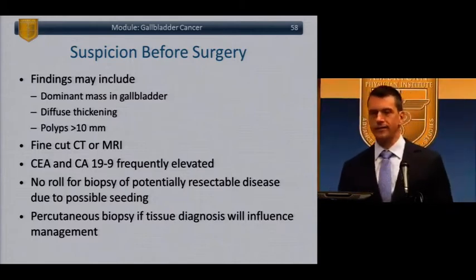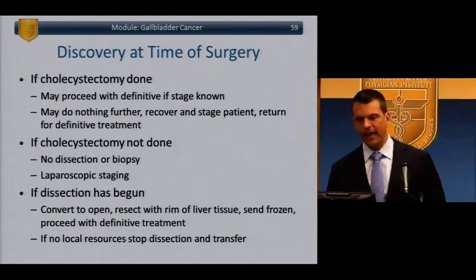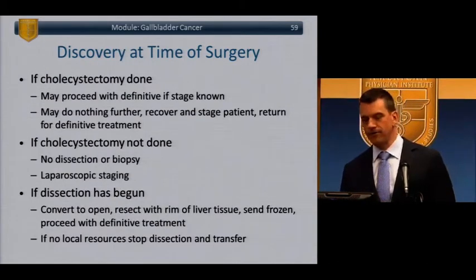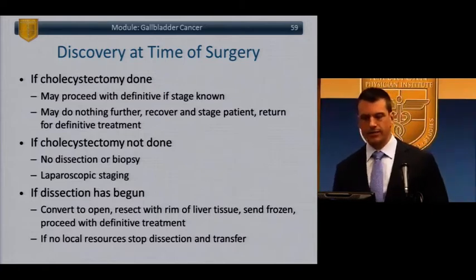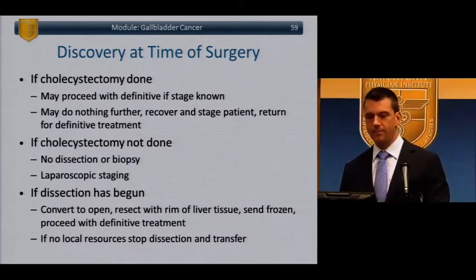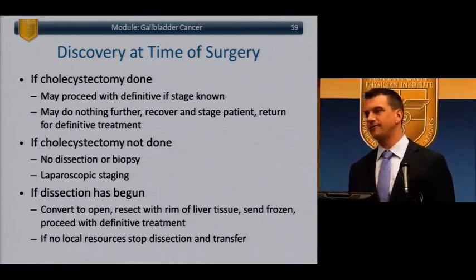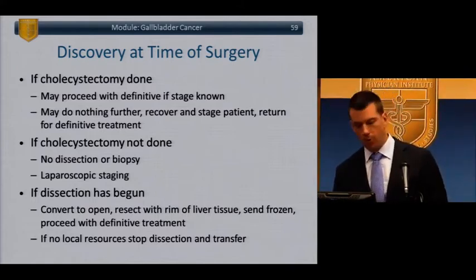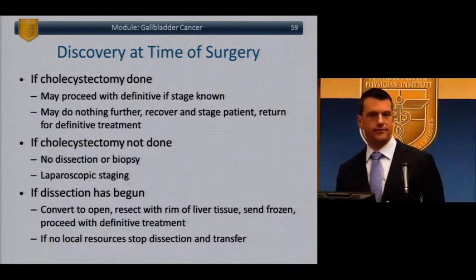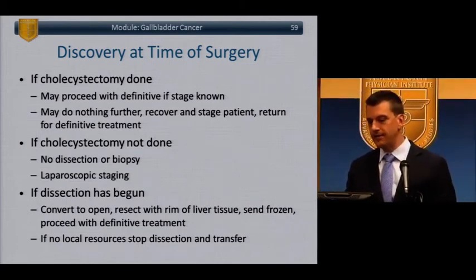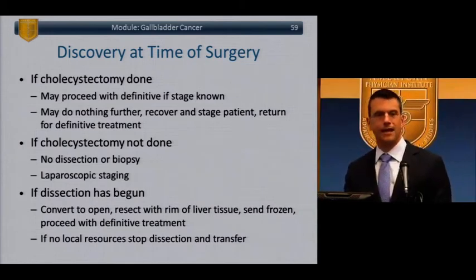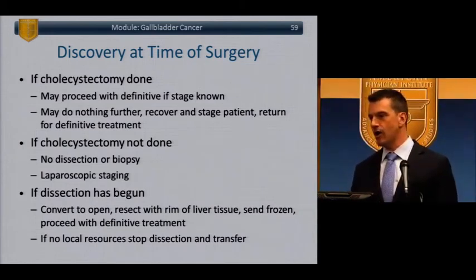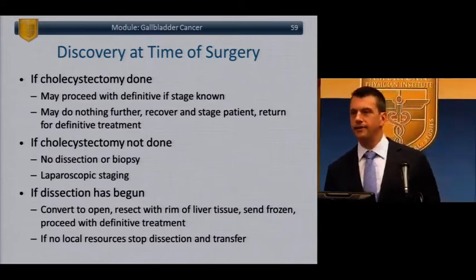Percutaneous biopsy, again, only if it's going to change what you do. So there's all sorts of ways that this may be found. If it's discovered at the time of surgery, if the cholecystectomy is done, you may proceed to definitive therapy if you know the stage. Again, that's going to be kind of hard to get that kind of detailed pathology that you know whether it's a T1 or T2. If it's far enough that a frozen tells you need to do that wedge resection, you can go on. You can just do nothing at this point and recover the patient, stage the patient, and return for definitive care. If the cholecystectomy is not done, no dissection or biopsy, laparoscopic staging, stop the case, go ahead and figure out what you're doing, and then go back and do the definitive operation.